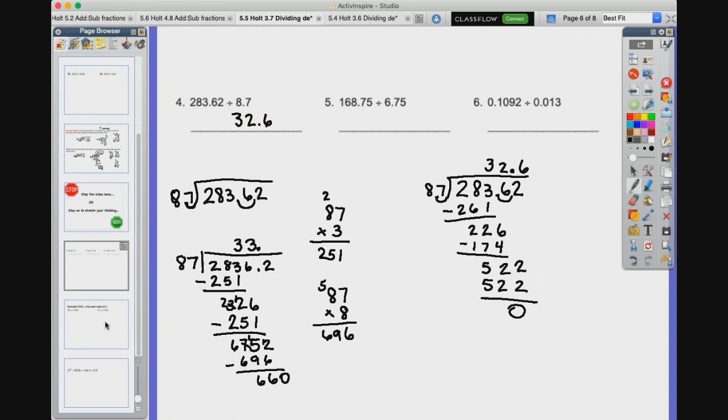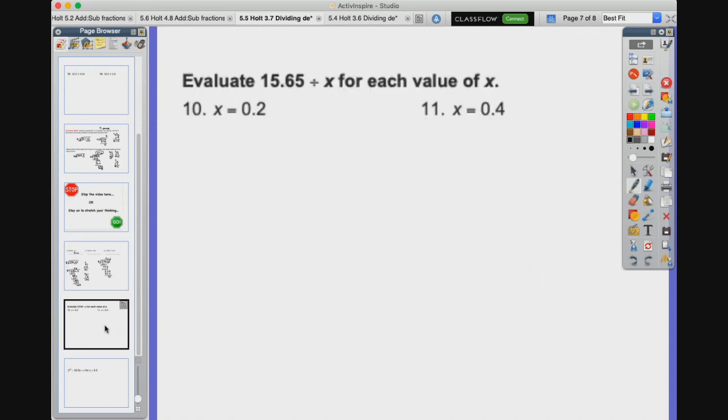Okay. Let's switch on down to here and try another one. So if we fill in for the value of x, we're doing 15 and 65 hundredths divided by 210. We have to move our decimal out. Now, since it's only moved over one place, we can still move it up. So now our problem becomes 156 and 5/10 divided by 2.